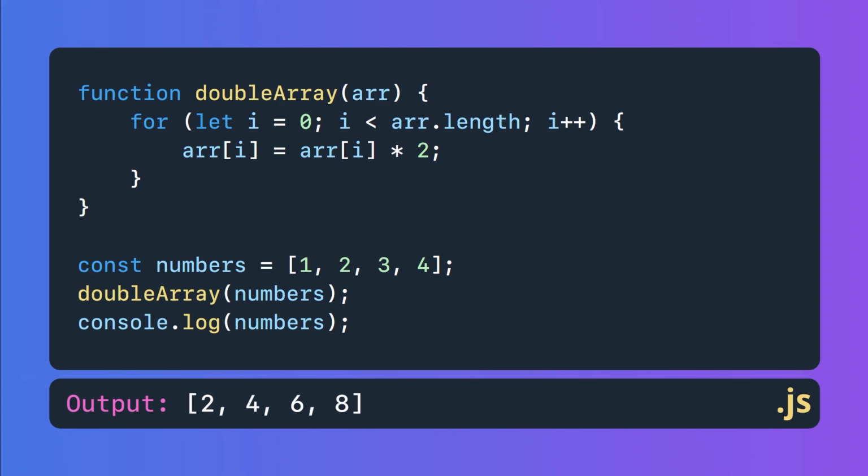Now in this example, we have a function called doubleArray that takes an array and multiplies every array value by 2. So when we have a constant numbers set to the array 1, 2, 3, 4, and then we call doubleArray on that constant, we can see that after calling it and then console logging the constant, the array has changed to 2, 4, 6, 8.